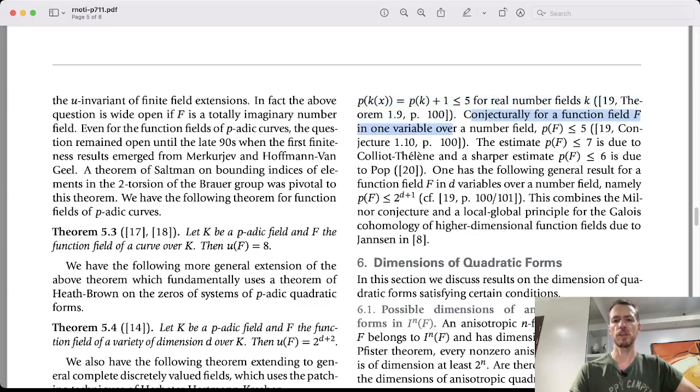Conjecturally, for a function field F in one variable over a number field, the Pythagoras number of F is less than or equal to 5. The estimate Pythagoras number of F less than or equal to 7 is due to Colliot-Thélène, and a sharper estimate, Pythagoras number of F less than or equal to 6, is due to Pop. One has the following general result for a function field F in d variables over a number field, namely Pythagoras number of F less than or equal to 2 to the d plus 1. This combines the Milnor conjecture and a global-local principle for the Galois cohomology of higher dimensional function fields due to Jannsen in reference 8.